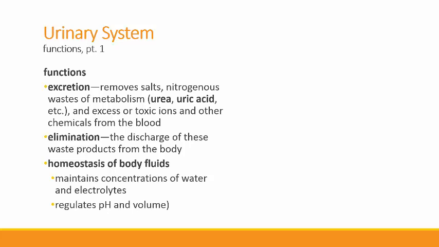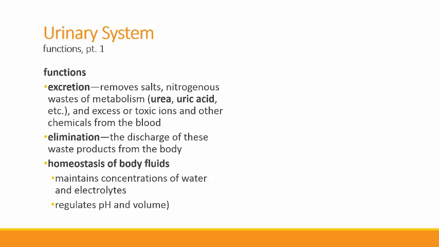Those wastes include urea, and that's the waste of protein metabolism, and uric acid, which is the waste of metabolizing the DNA and RNA, the nucleic acids of the body, and other toxic or excess materials that are found in the blood or body fluids.